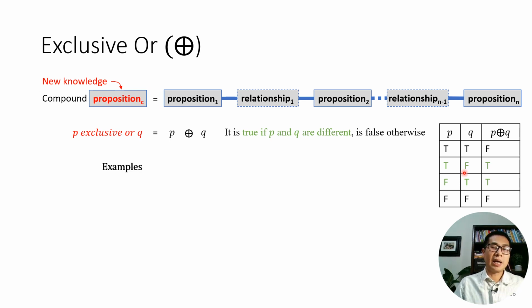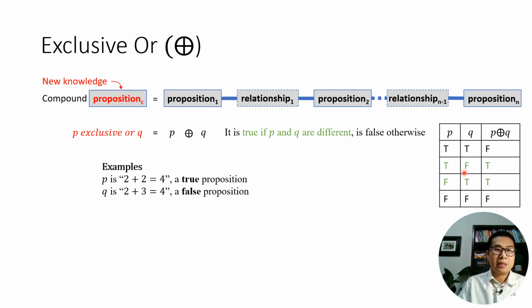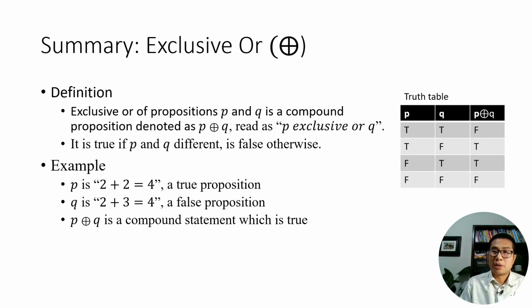Let's give an example. P is 2 plus 2 equal to 4, a true proposition. Then Q is 2 plus 3 equal to 4, which is a false proposition. Then we say P exclusive OR with Q is a true proposition because it is this line. Now this is a summary of what we have seen just now, if you prefer to see it in text.